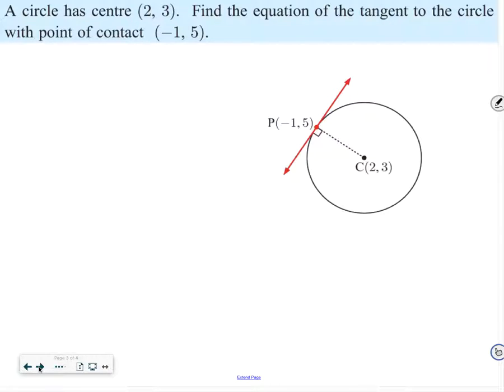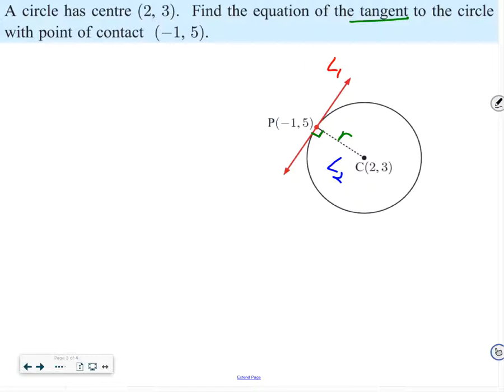Okay, last example here. A circle has a center 2, 3. Find the equation of a tangent to the circle with a point of contact at negative 1, 5. So the big thing we've got to know here is that a tangent line is a line that just touches a circle and is perpendicular to the radius of a circle. So what I want to utilize is the fact that since these lines here, let's call the red line L1, let's call our radius L2, because those are perpendicular lines, we know the gradients have to be reciprocals.